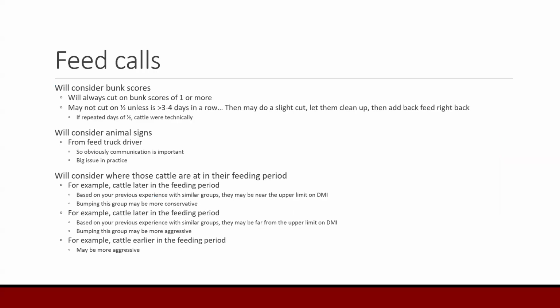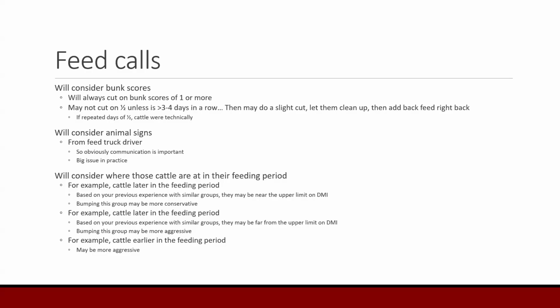Okay. All right. So feed calls. So the person that's actually determining how much feed needs to be delivered, that decision is called a feed call. Okay. So feed callers will consider bunk scores. They'll always cut feed on a bunk score of 1 or more. They may not cut on a score of a half, unless it has built up over time and they want to get them to clean it up. Okay.